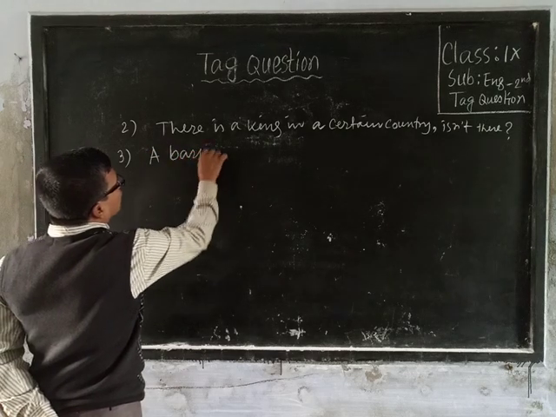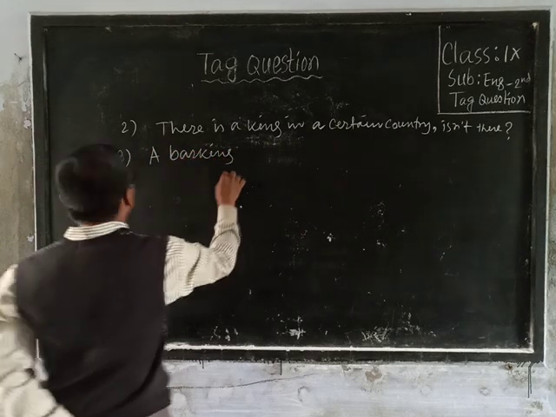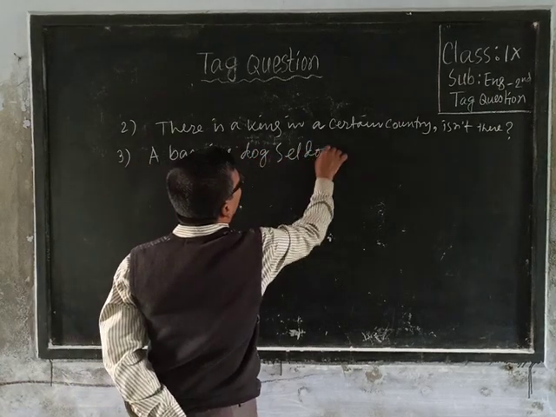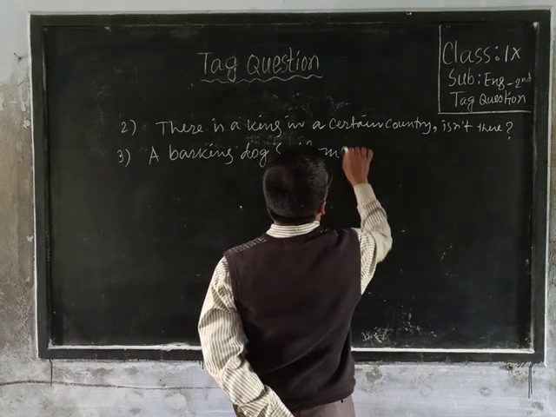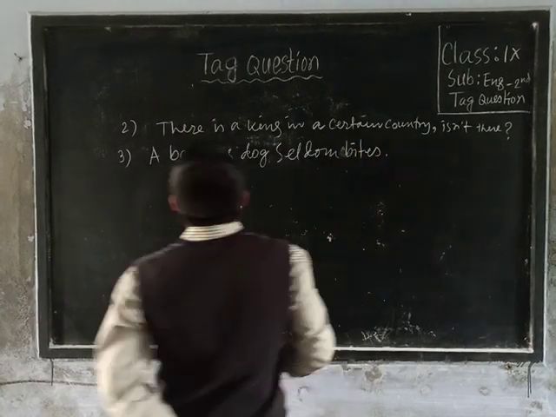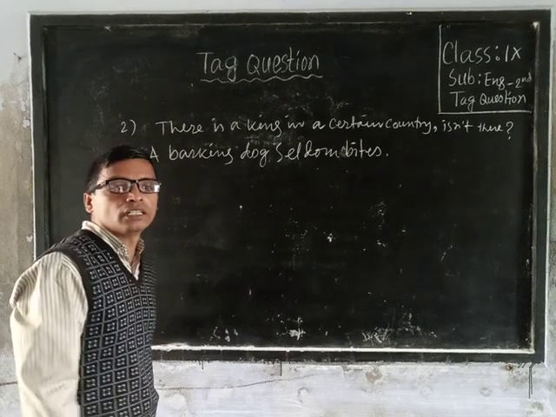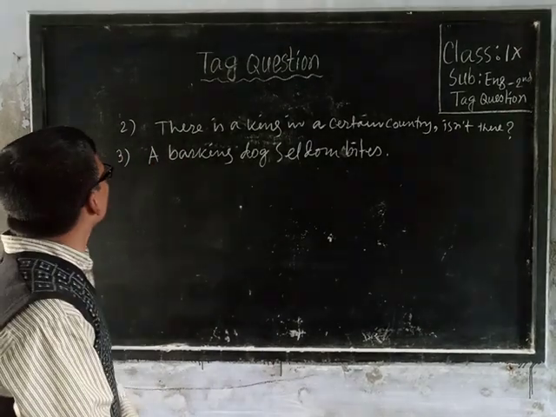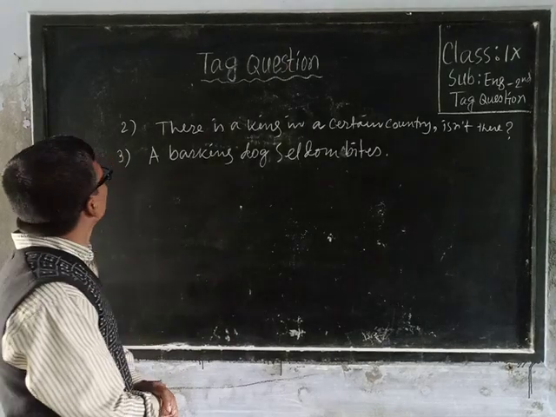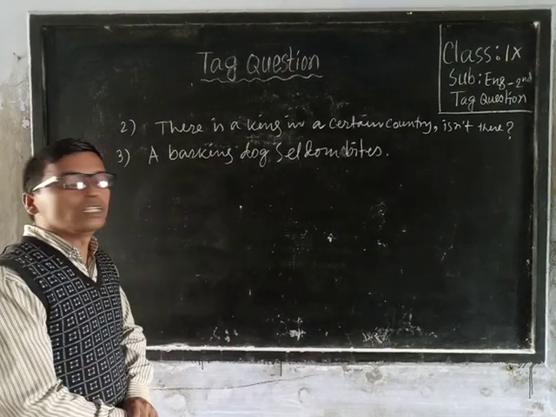A barking dog seldom bites. A barking dog seldom bites. Look dear friends, this sentence is started with the animal as subject here. So how can we change this into a tag question?